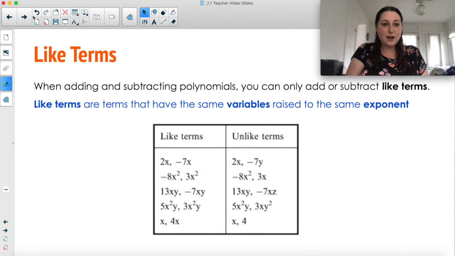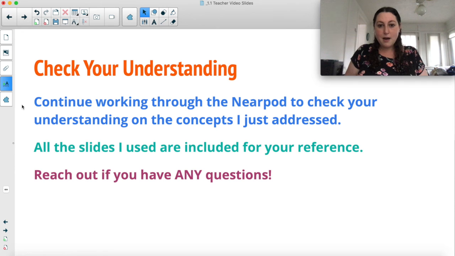Okay, so you're going to now go on to the next slide of your Nearpod. I gave you some of these slides to help you see the notes, and then you're going to do a check your understanding on the Nearpod. Of course, reach out if you have any questions.